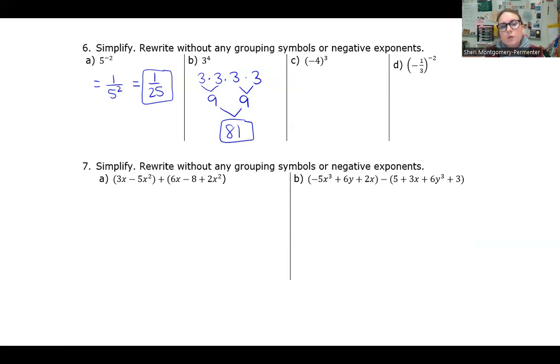The next one is -4 to the third. So we have -4 times -4 times -4. So when we multiply these out, what's a negative times a negative? It's just multiplying. -4 times -4 is positive 16. And what's 16 times -4? It's going to be a negative. What's 16 times 4?